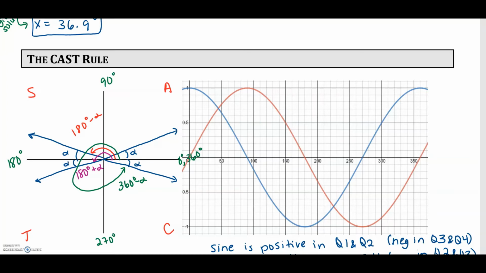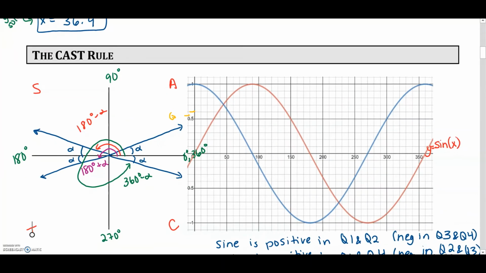The CAST rule allows us to find other solutions to our trig equations. So looking at our last example again, if we have y is equal to sine of x, which is shown as the red curve, we can look at all the values of x within the 0 to 360 degree period where sine of x is equal to 0.6. So we mark 0.6 on our axis, and we can see that it occurs at 2 different points. Right here, and then another one just shy of 150 degrees.